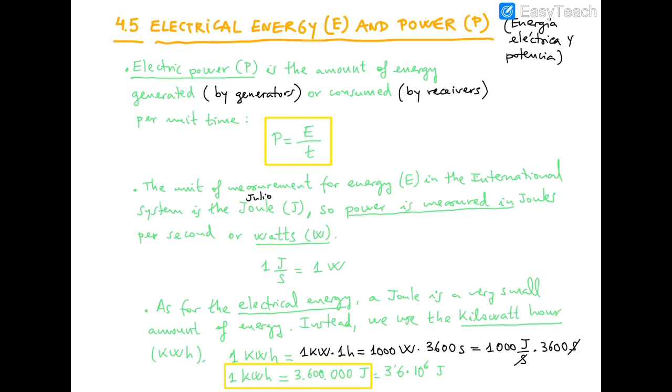As for the electrical energy, a joule is a very small amount of energy. So instead, we use the kilowatt hour. Here you have the demonstration of the equivalence between the kilowatt hour and the joule. 1 kilowatt hour equals 3,600,000 joules.